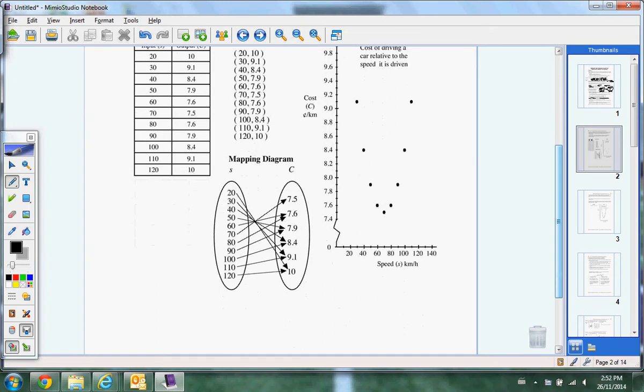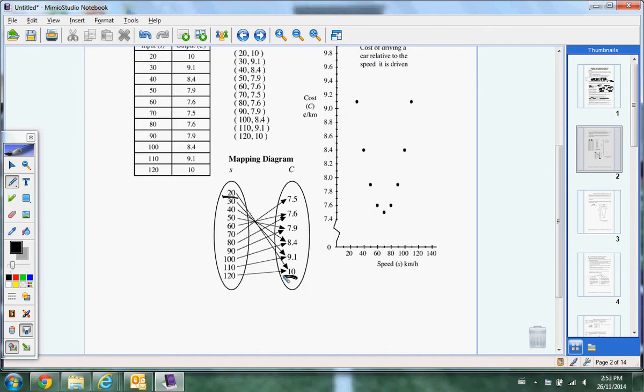We don't use the mapping diagram a ton, but I'll explain it this way: all it is is putting things in order. So 20 to 120, 7.5 to 10. 20 is my slowest speed, so it gives me 10 cost per kilometer? Oh, that's interesting.